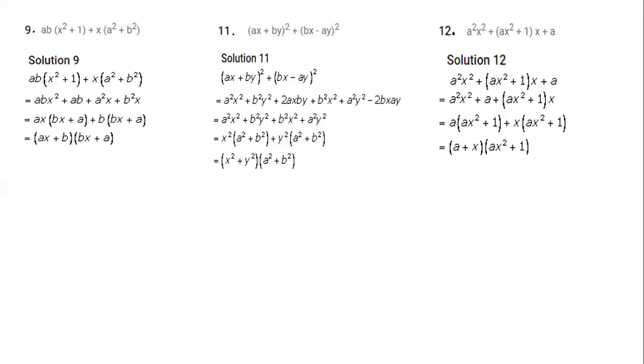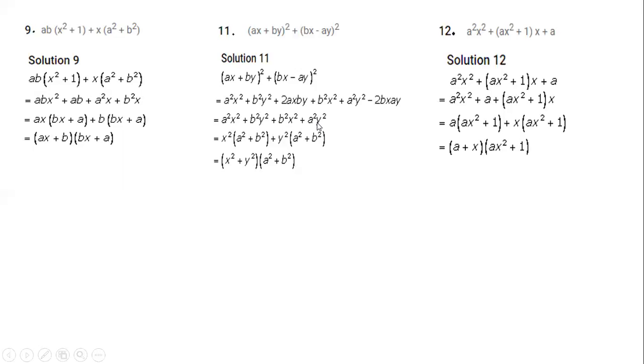Ax plus by whole square plus bx minus ay whole square. Now we all are familiar with the formula of a plus b whole square and a minus b whole square. Just apply that formula. Then we'll get a square x square plus b square y square plus 2axby. And from this one, b square x square plus a square y square minus 2bxay. See, these two quantities are same, but having positive and negative sign. So we can cancel these two. And we are left only with a square x square plus b square y square plus b square x square plus a square y square.